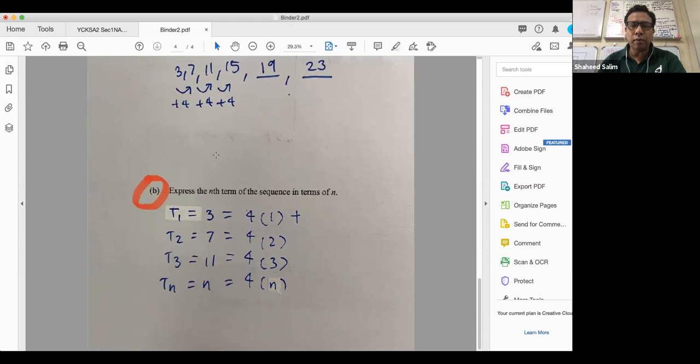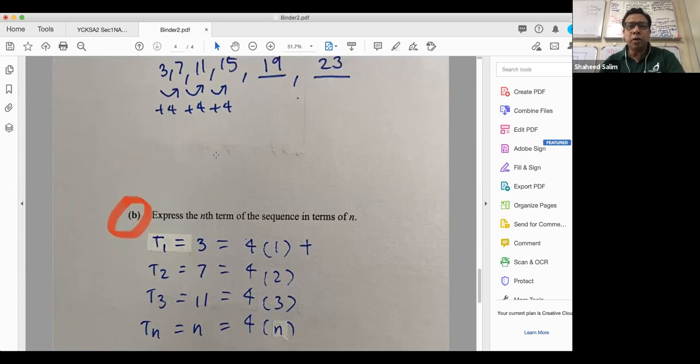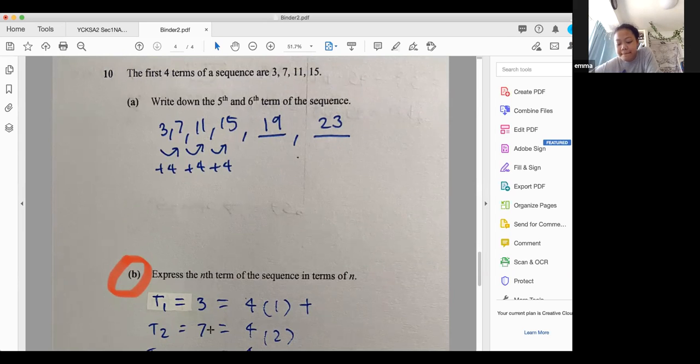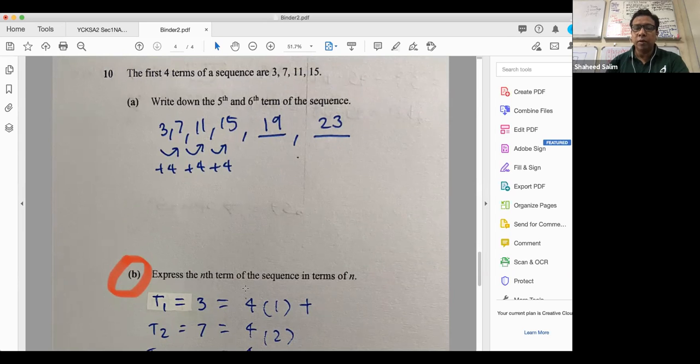Okay, next one. So we got to look up here. You plus 4, you plus 4, you plus 4. Okay, T1 is 3. T1 is just 3, right? T2 is 3 plus 4. The first one doesn't have a 4. So let us go one by one. Okay?